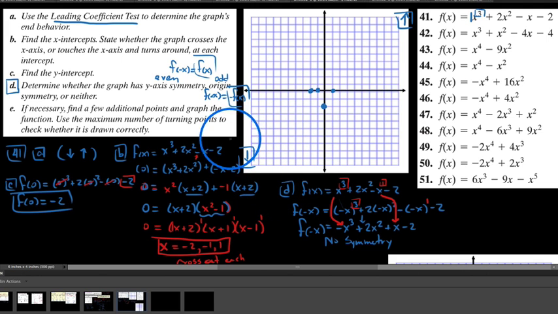So we did want to check for this, but basically, again, hey, end behavior, find the x-intercepts, find the y-intercept. After this, all we're going to be doing is tabling values. So for letter E here, it says, hey, if necessary, and believe me, it's necessary, find a few additional points and graph the function. Use the maximum number of turning points to check whether it's drawn correctly. So we'll visit the turning points here in just a moment. What I'm more concerned with is what x values should I put in my table? It's not like I'm super excited and I want to plug in a bunch of them.